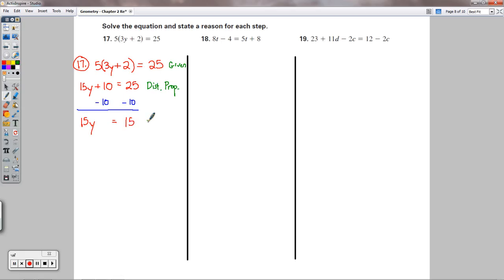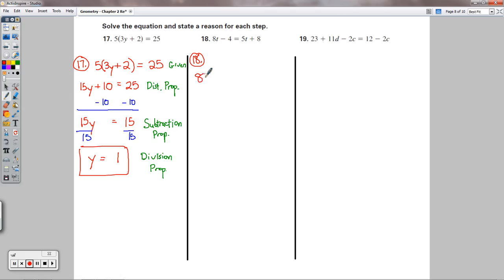So what property was that? That was the subtraction property. I usually write out the whole word subtraction because otherwise it looks like substitution possibly. So subtraction property of equality, both of those would work. And then finally I'm dividing both sides by 15 to get y by itself. That leaves me with y equals 15 divided by 15, which is 1. So I solved the equation. The reason for my last step would be the division property or division property of equality. Very nice.